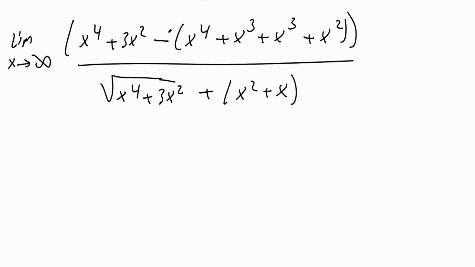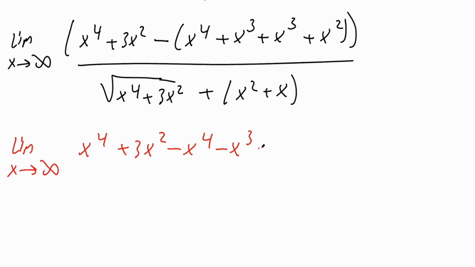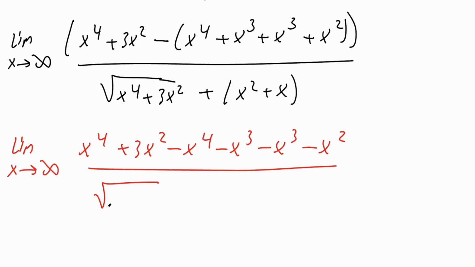So now we're going to distribute this negative to all the pieces inside the parentheses. So we have the limit as x approaches infinity. For the top we have x raised to 4 plus 3x squared minus x raised to 4 minus x cubed minus x cubed minus x squared. Again, we're distributing this negative to all the relevant pieces. Divided by this piece right here, we have the square root of x raised to 4 plus 3x squared plus x squared plus x.